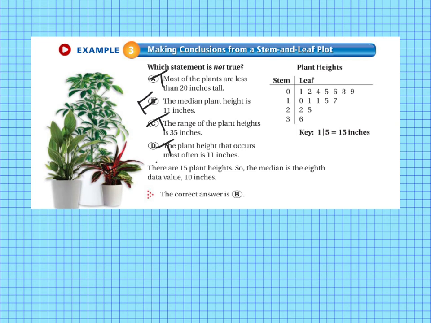So the one that is false is that the median plant height is 11 inches. The median plant height is 10 inches, not 11 inches. So the correct answer is B.